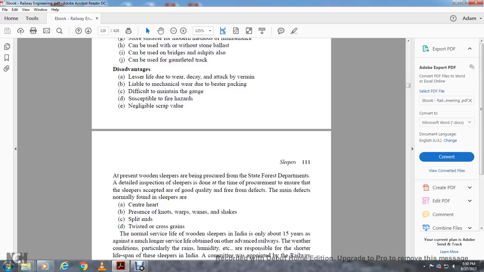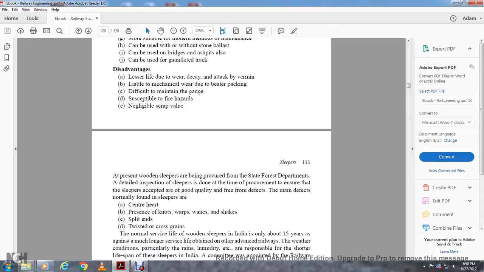As wooden sleepers are being procured from the State Forest Department, detailed instructions for inspection of sleepers are followed at the time of procurement to ensure that the sleeper is accepted with good quality, free of defects. The main defects normally found in sleepers are center heart, the presence of knots, warps and wanes, shakes, split ends, and twisted cross grains.